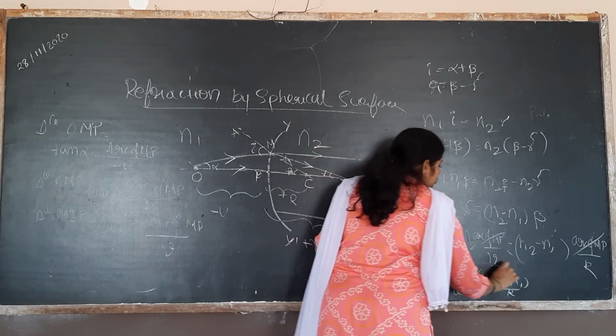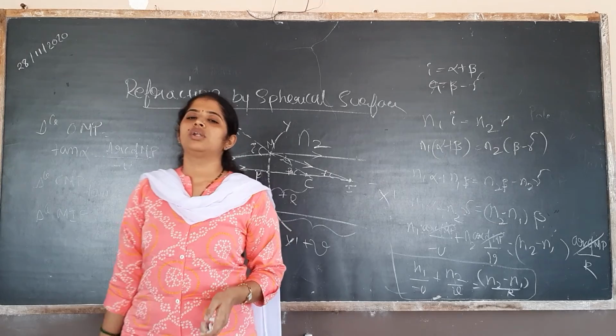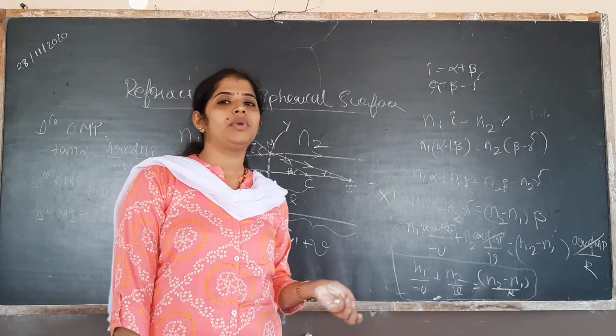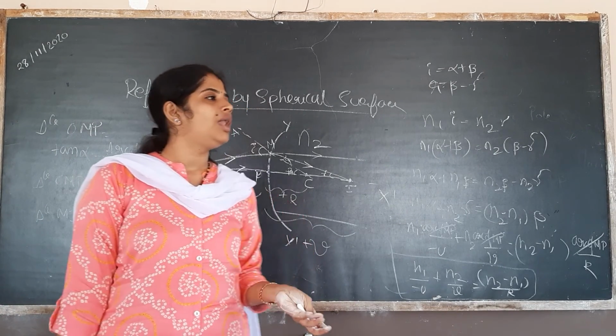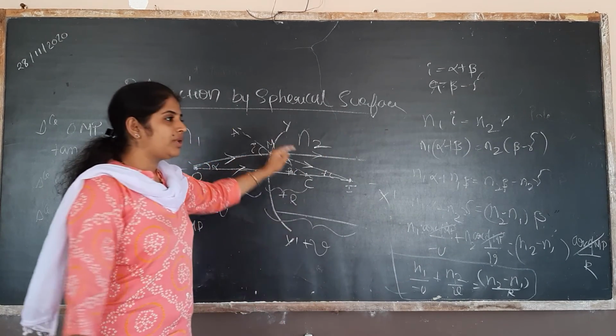So this is a relation for the radius of curvature, because here we are not getting a single point. F is equal to r by 2 does not hold good for lenses. So this is the relation for refraction by a spherical surface.